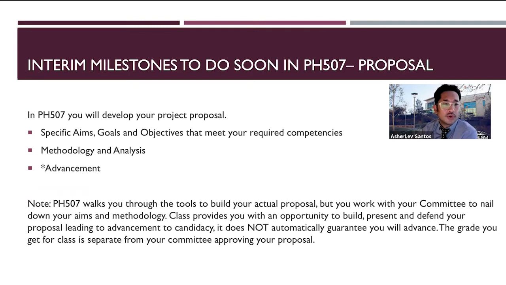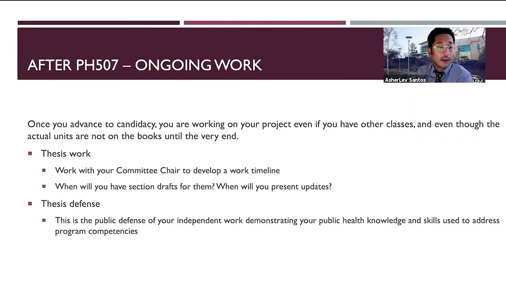Now, with the other milestones, you'll find that in your last foundational course, 507, you'll get a lot of this done. You will work on specific aims and goals, and develop your proposal overall, including the background justification, your methodology and analysis. That will be presented at the end of 507 for that 507 class grade, but you also would need to work with your committee chair that you've identified to finalize your proposal so you can advance to candidacy. Keep in mind that the 507 grade and your advancement to candidacy to start your thesis work are separate, although related.